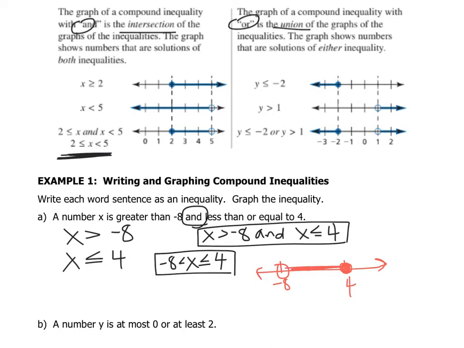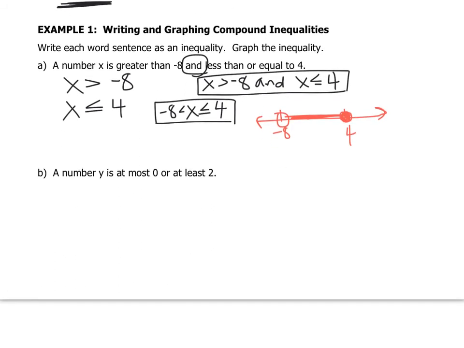All right, moving on to letter B. A number y is at most 0 or at least 2. So this is an "or" statement. We can't actually join these. We can't do the advanced joining. We have to write them separately.